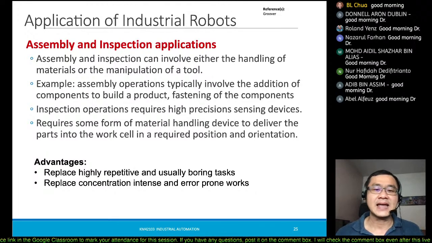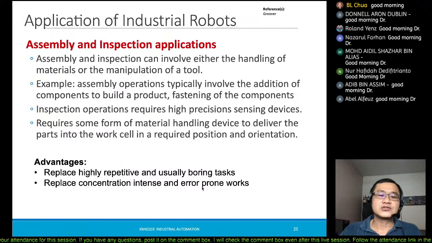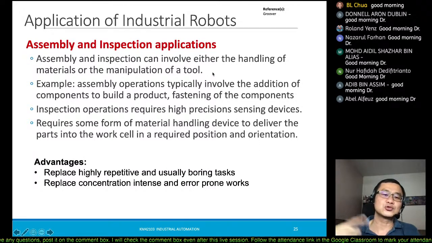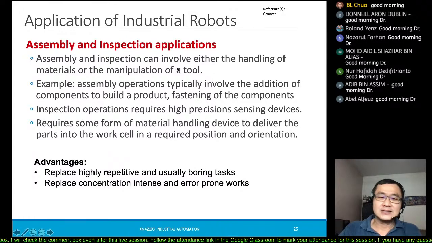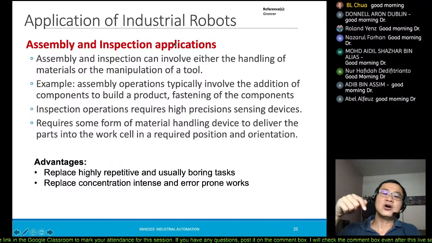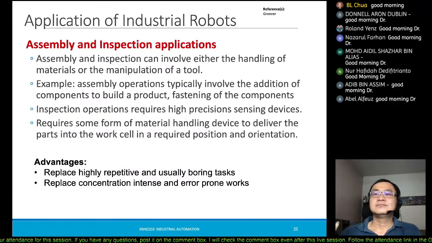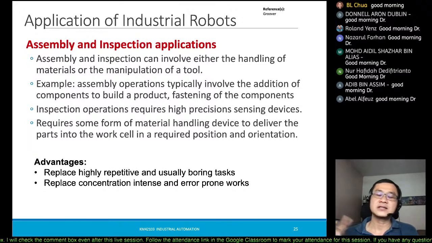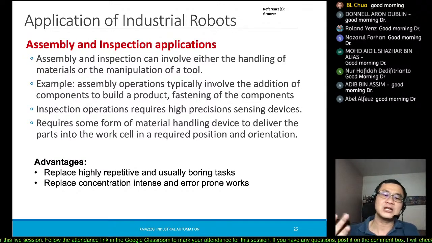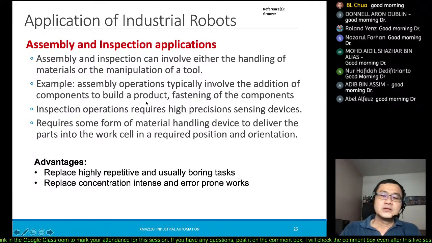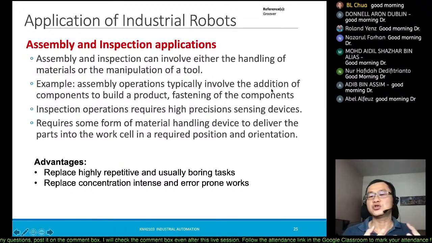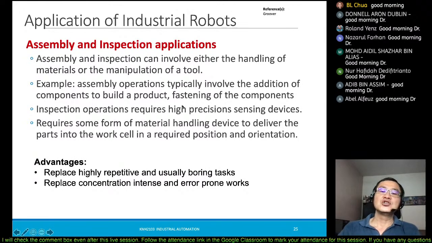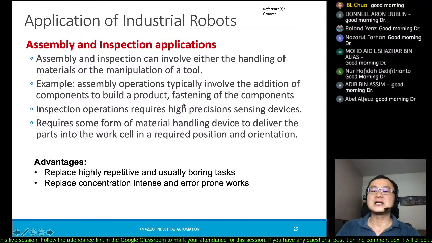For assembly and inspection applications, it involves handling of materials or manipulation of tools, which may be your screwdriver for assembly, maybe a glue gun for assembly, or for inspection, a camera or a probe to make sure the depth of the hole is correct and the width of the hole is correct. That kind of inspection, you may want to manipulate your tools. Assembly is just combining multiple components into one, so you may want to fasten them together. Whereas for inspections, you need higher positional accuracy, because you're dealing with sensors.